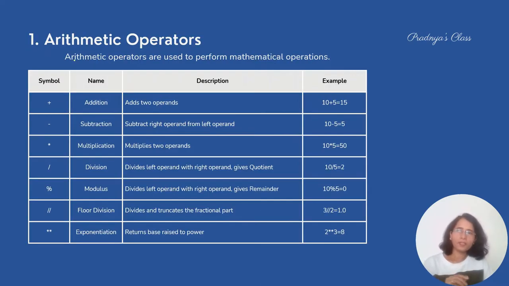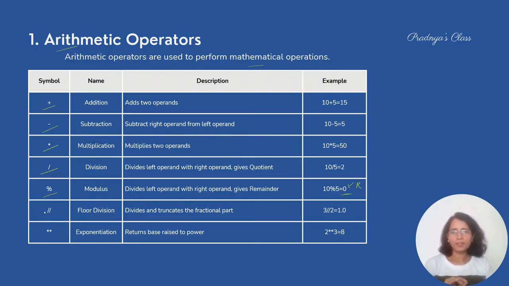The first operator is arithmetic operator. It is used to perform mathematical operations. Already you are familiar with plus, minus, multiplication and division. Let's try to understand some more arithmetic operators. We have the modulo operator. It is used to give the remainder. Let's consider this example. If we divide 10 by 5, we will get 0. So it gives the remainder value.